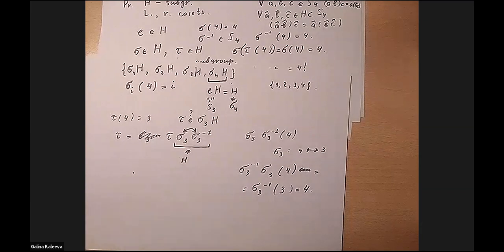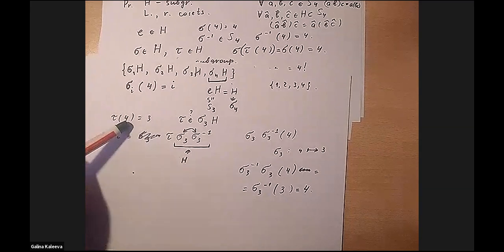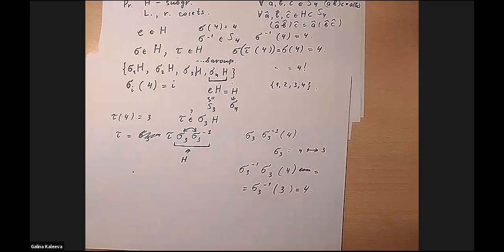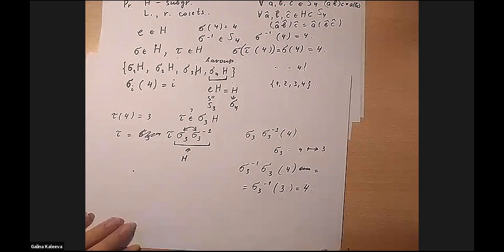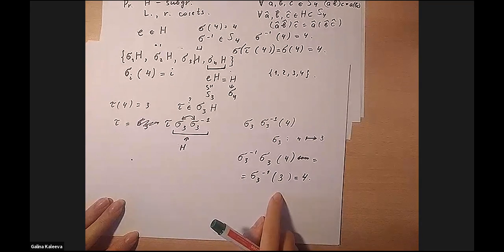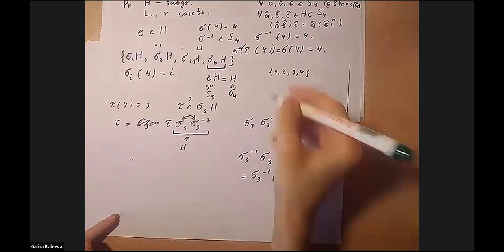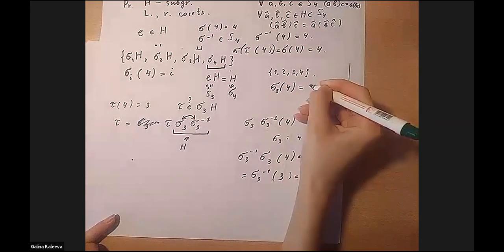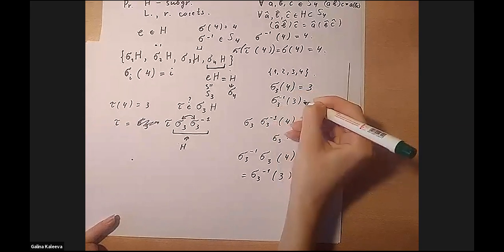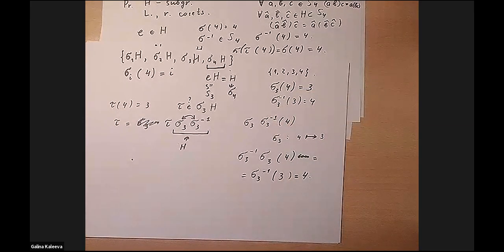So I took some element which acts on 4 as sigma 3 does and showed that this element belongs to this coset of the element sigma 3. Sorry, for me it is not clear. Why? Because in the bottom right corner we just erased sigma 3, and I don't get why. We know that sigma 3 of 4 equals... Oh, wait, sorry, I think I got it. Right, okay.